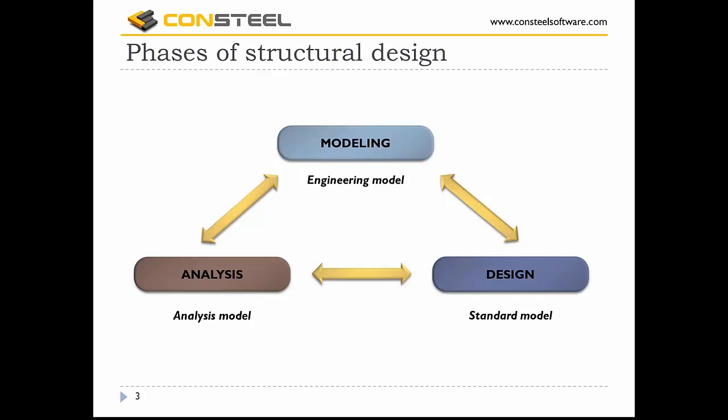So I would like to start with the phases of structural design, how the whole design process goes using a software tool. First, a modeling activity should be done, when we build an engineering model with members, cross-sections, supports, connectivities, loads, load cases, combinations, etc. So this is an engineering model. We are thinking in engineering objects, and this is built first in the software.